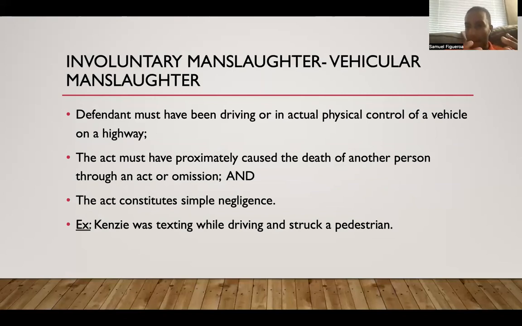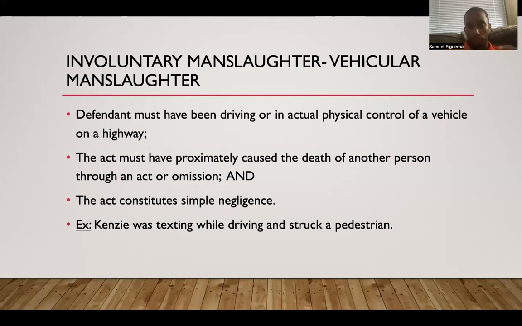Involuntary manslaughter. Basically, in Nevada, the most common is vehicular manslaughter. So let's dive into exactly what that means. The defendant must have been driving a vehicle, or the defendant was in actual physical control of a vehicle on a highway. What does this exactly mean? This means that the defendant was driving his or her car. It could be a truck, it could be your sedan, whatever the case may be. You must be driving the vehicle or be in actual physical control of the vehicle while you're on the highway. So again, it must be on the highway in the second aspect of this rule.